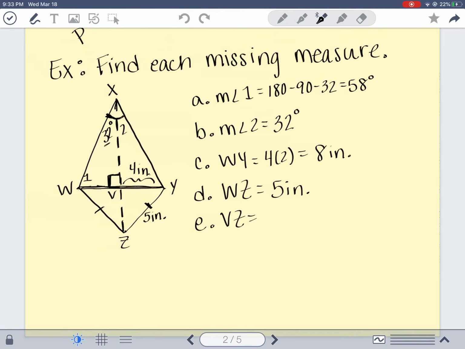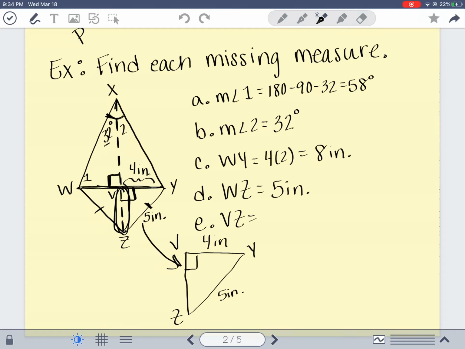This last one is a little trickier. All right, we want to find VZ. We want to find this one right here. So let's look at this triangle that we've created with V, Y, Z. We know that VY is 4 inches, YZ is 5 inches, and we also know that right here is a 90-degree angle.